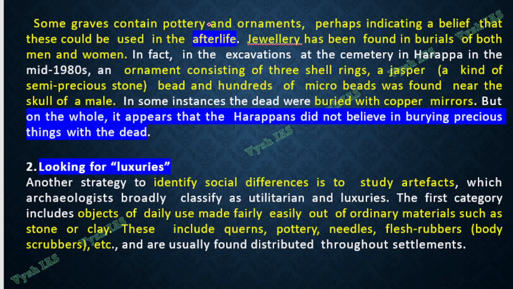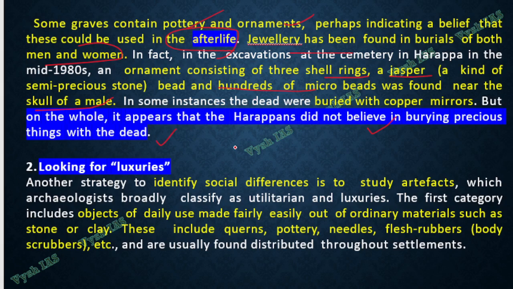Okay, so some graves have pottery and ornaments, because maybe they believed in afterlife. Jewelry is also found in some places, and jewelry is not only for women, it is for both men and women, because they have examples. They have many cases where the skull of a male is found with a lot of micro beads, shell rings, and jasper, which is a kind of precious stone. These are all found in a male's grave. So on the whole, it appears that Harappans did not believe in burying precious things with the dead, but there are cases where you find this also.